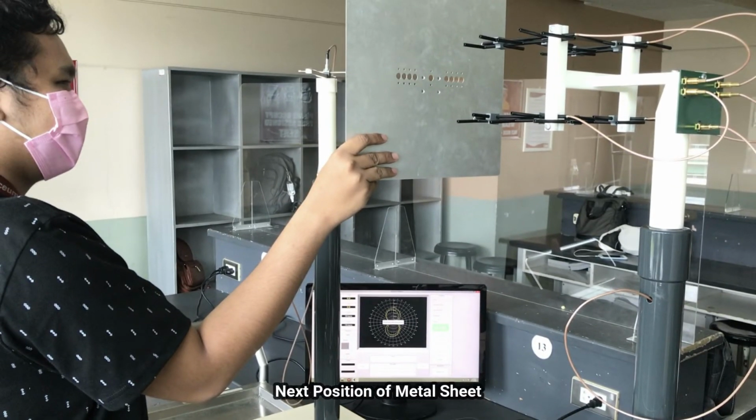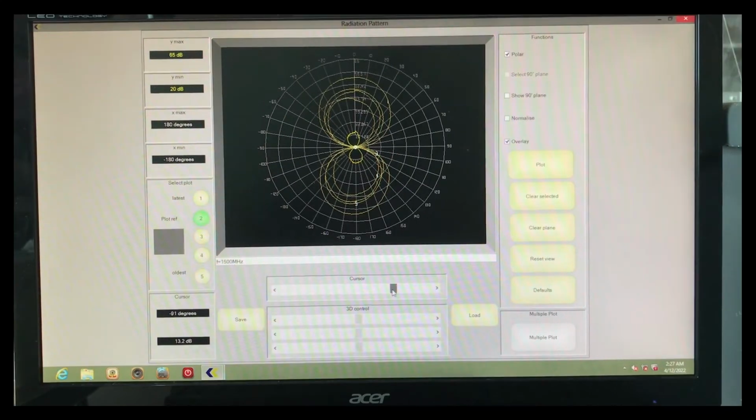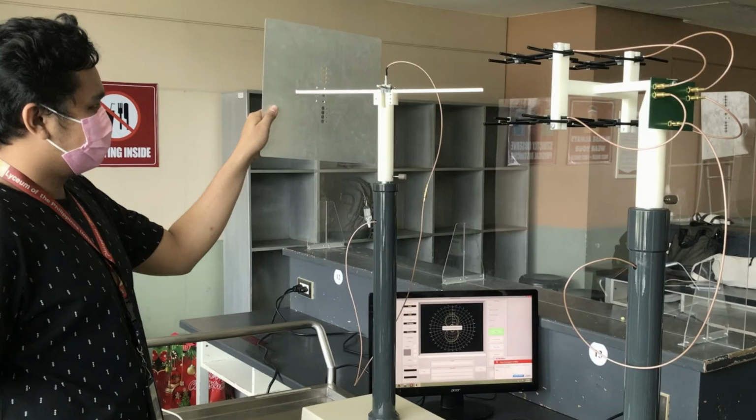For the next setup, with metal sheet directly between the receiver and generator tower, as well as the radiation pattern plot acquired by the dipole. Based on this result, at 0 degrees, the signal is around 28.1 decibels, while at 90 degrees, the signal is around 13.2 decibels.